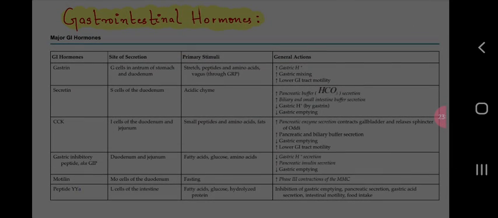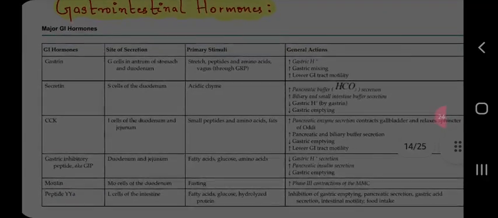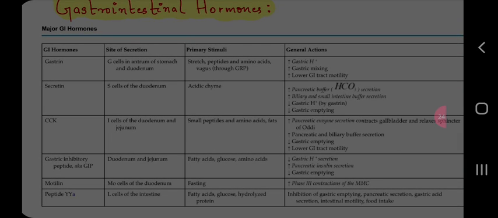Gastrointestinal hormones. The major GI hormones are gastrin, secretin, cholecystokinin, gastric inhibitory peptide, motilin, and peptide YY. Gastrin: G cells in the antrum of the stomach and duodenum. Stretch, peptides and amino acids, and the vagus are the primary stimuli, and the general actions are to increase gastric H+ secretion and gastric mixing, and to lower GI tract motility. Secretin: S cells of the duodenum. The primary stimulus is acidic chyme.